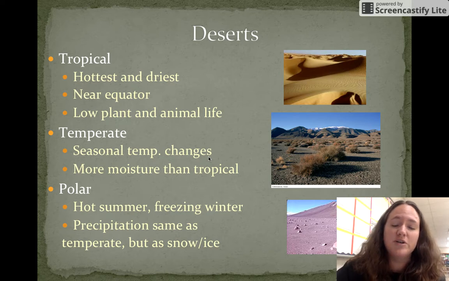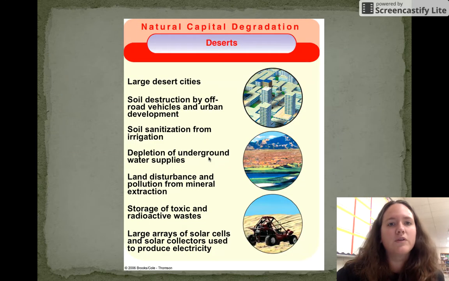And then polar is pretty much always going to be very cold. Some things about deserts and how we are degrading them. We're building cities in the middle of them. So like Las Vegas, if you've ever been there, is in the middle of a desert. They get their water piped in. It costs a lot of money.